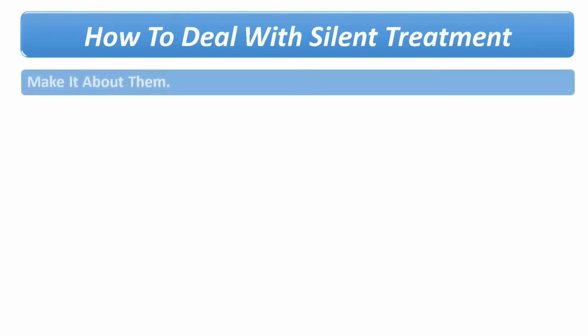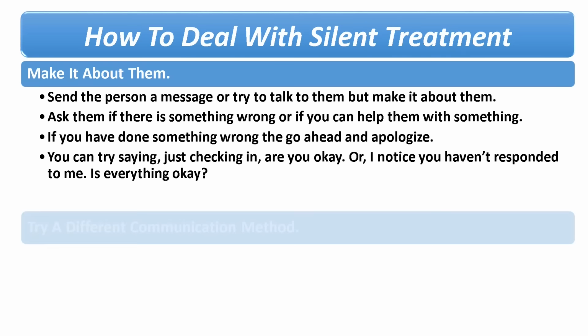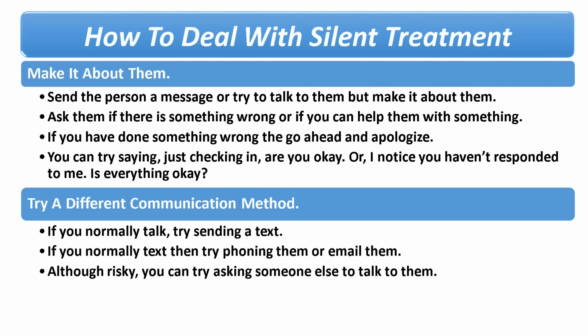Make it about them. Send the person a message or try to talk to them, but make it about them. Ask them if there is something wrong or if you can help them with something. If you have done something wrong, then go ahead and apologize. You can try saying, just checking in, are you okay? Or, I notice you haven't responded to me. Is everything okay?